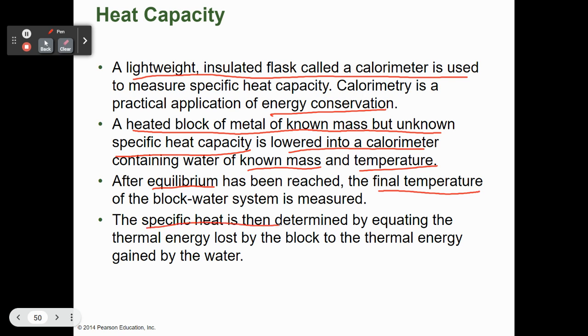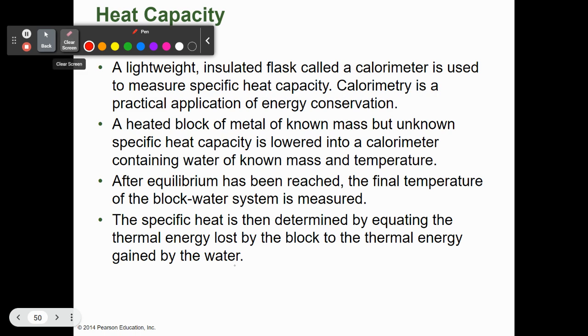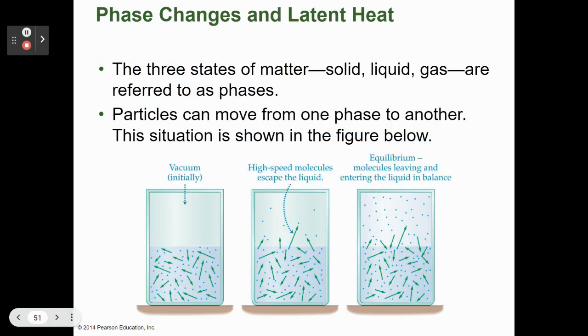So specific heat is determined by equating the loss of energy by the block to the amount of energy gained by the water. And we can measure the temperature change in the water very easily. So whatever temperature change occurred in the water came from the loss of energy in that block. So they're the same number, different signs. And that is it for section 3.